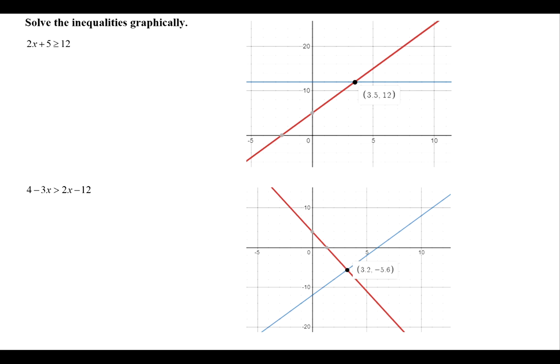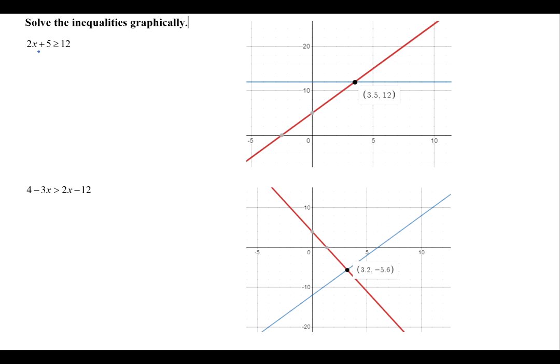Here are two examples of inequalities that we're going to solve graphically. Instead of having us work through the Desmos part of it, I've gone ahead and provided the graphs, but let's confirm that these graphs make sense. So first off, our first inequality is 2x plus 5 is greater than or equal to 12.